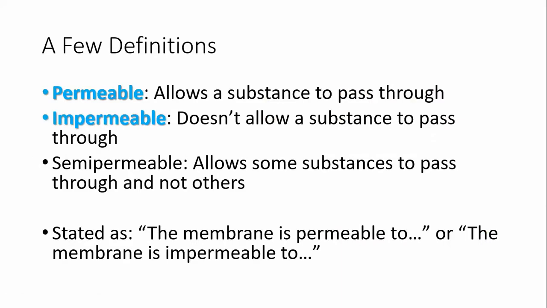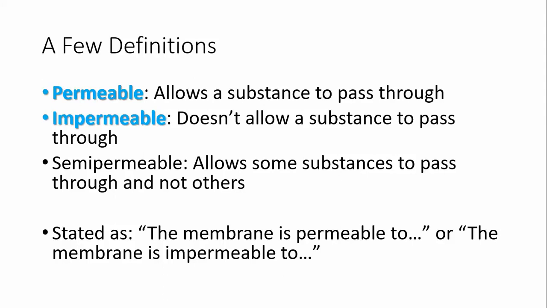So a few definitions and things to go through first. If a substance can pass through a barrier, we say that barrier is permeable to the substance. For example, a cell membrane is permeable to O2 molecules. If a substance cannot pass through a membrane, then we say the membrane is impermeable to it, meaning it does not allow that substance to pass through. So the membrane is impermeable to glucose, it's impermeable to ions.